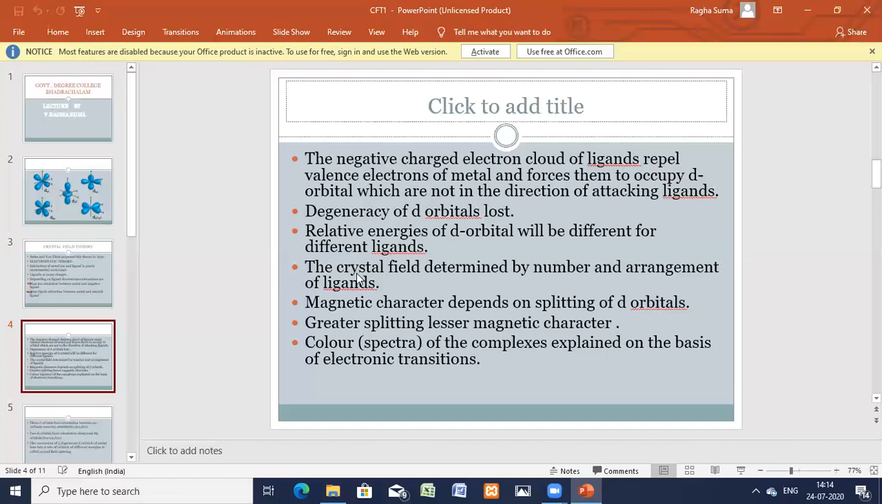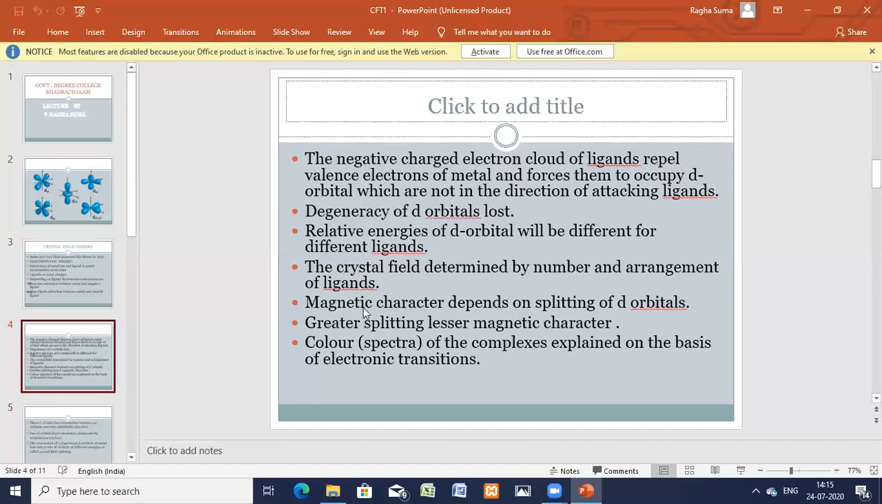The crystal field is determined by the number and arrangement of the ligands. The splitting is determined by the number of ligands and the arrangement of the ligands around the central metal atom. So the d orbitals lose degeneracy and the splitting takes place. It is governed by the number of ligands and the position of the ligands around the central metal atom.